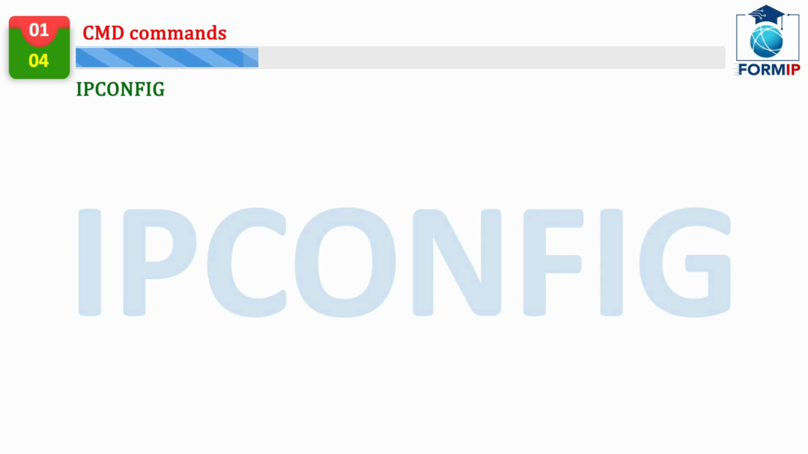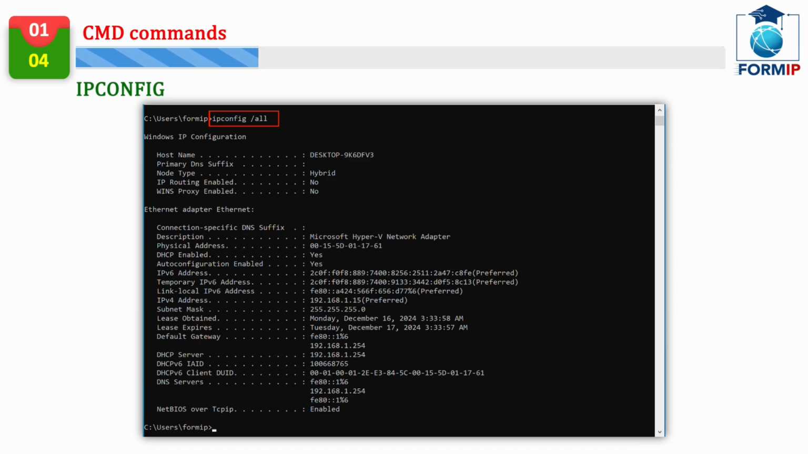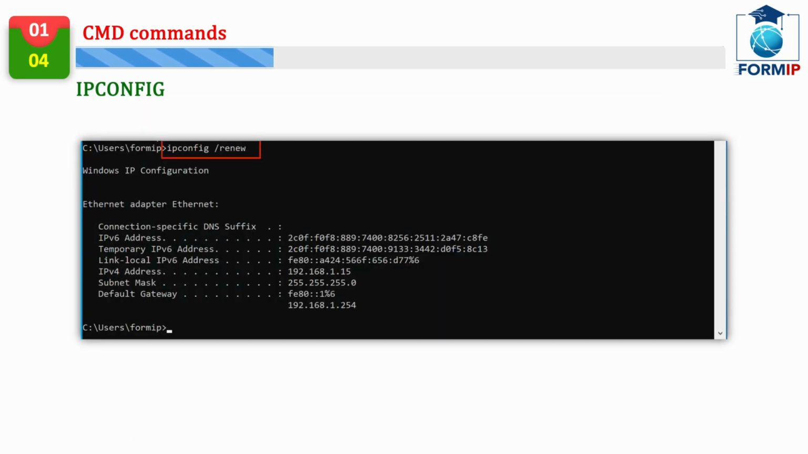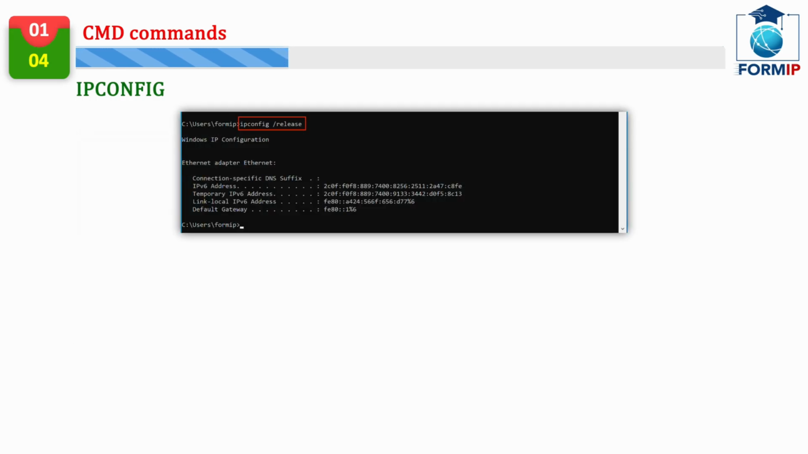There are several variations of this command, and we'll see which ones are most commonly used. The ipconfig /all command displays the complete configuration of all network adapters. The ipconfig /renew command will renew the DHCP configuration on all of its network adapters. The little brother of the renew option is the ipconfig /release command. This command frees the IP configuration from the device.